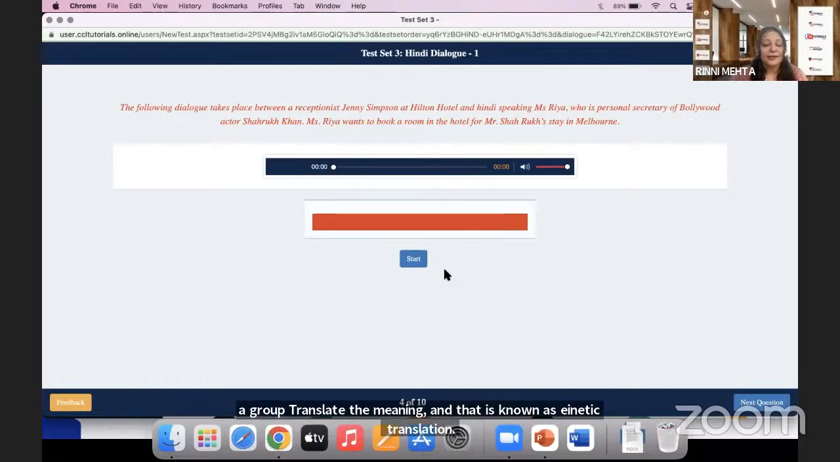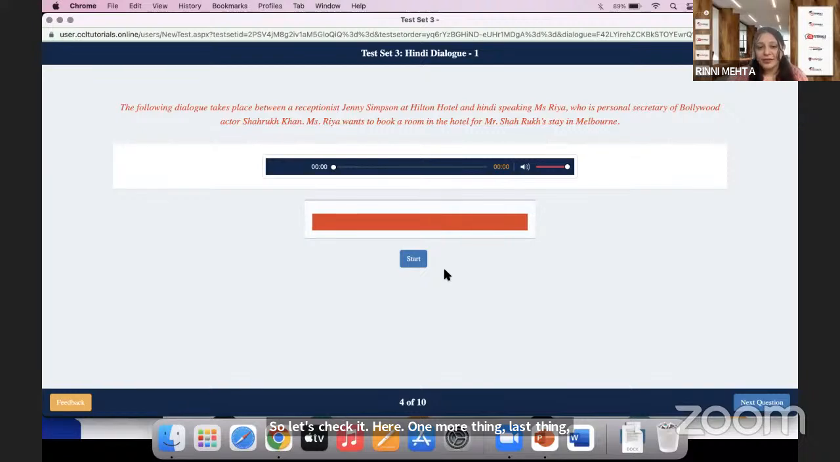One more thing, last thing, what is a correction tool and how it can be used in the exam. So this question I'm playing and I'm translating, but I will knowingly do some mistake in this. And then I will correct myself using the correction tool.